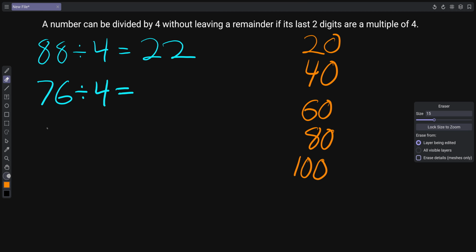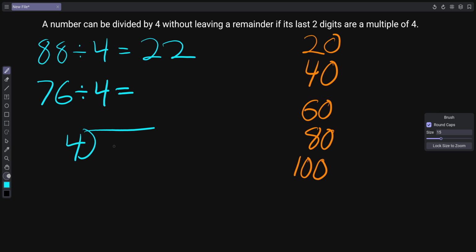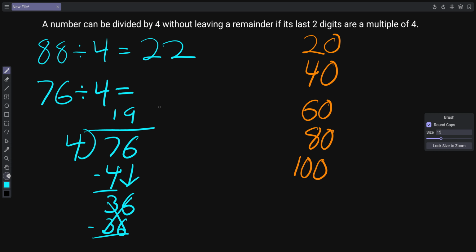Again, I will just do the division process just so that you can see it clearly. So we leave 4 here, we put 76 here. 4 will go into 7 once, and 1 times 4 equals 4. 7 minus 4 equals 3. We drop down the 6, and 4 will go into 36 9 times. 9 times 4 equals 36, and these will cancel. And our final answer here is 19.